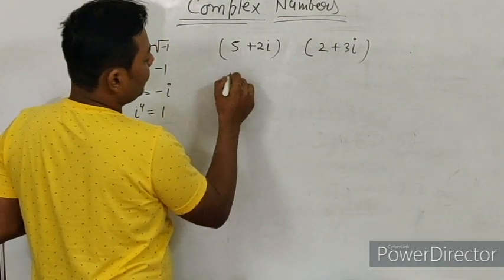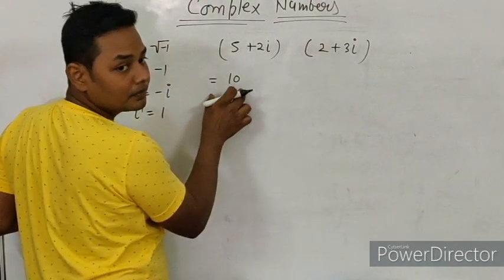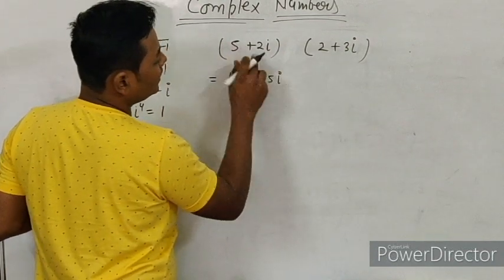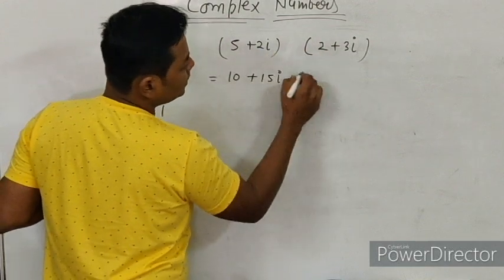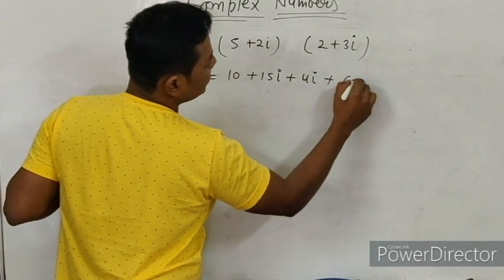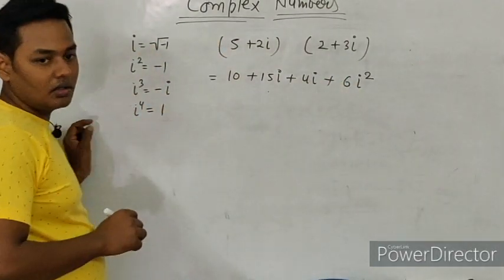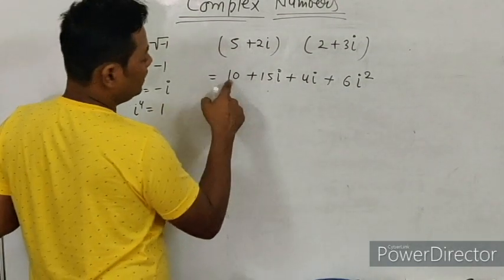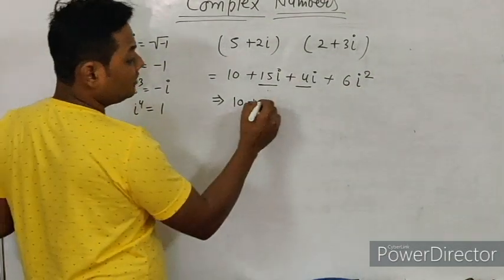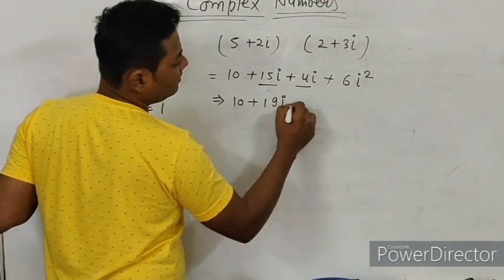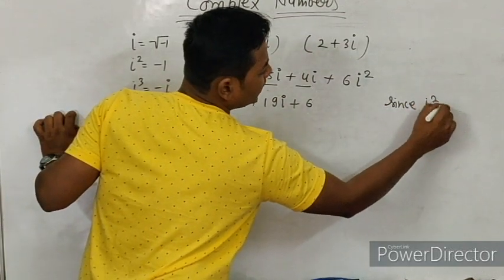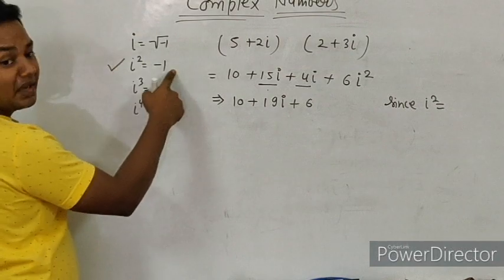So 5 into 2 is 10, and again plus 5 into 3 iota is 15 iota, and again plus 2 into 4 iota... wait, plus 2 into 3 iota is 6 iota square. So 10 plus 15 iota plus 4 iota, that is 19 iota, and plus 6 iota square, since iota square is equal to minus 1.